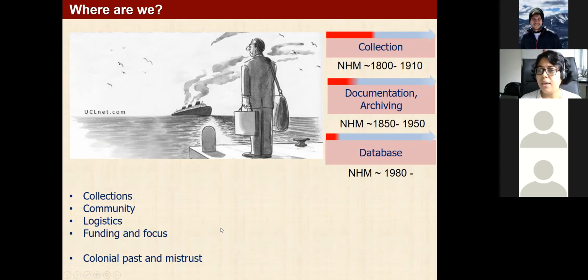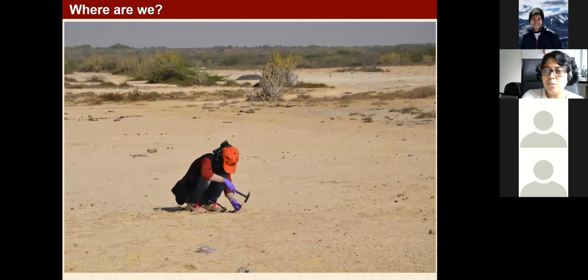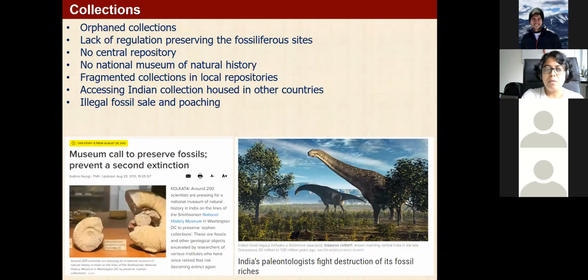I'm just going to quickly touch upon some of these specific problems about collections, community, logistics, and funding. And then I'll try to answer some of these questions. So we still find ourselves in the field taking one fossil at a time. And the major problems that I could identify from my experience, one of them is the collection. We do not have collections that are well databased, and therefore easy to search.